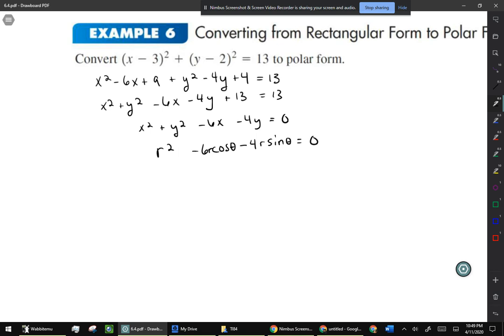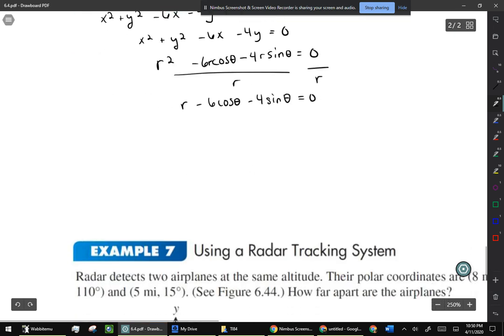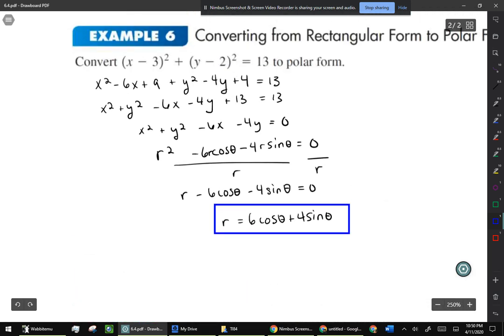And notice everything has an r, so we can actually divide out an r from both sides, or multiply both sides by 1 over r. And so you'll have r minus 6 cosine of theta minus 4 sine of theta equals 0. If you want to solve for r, it's going to be r is equal to 6 cosine theta plus 4 sine of theta. And that is your polar equation for a circle with a center of (3, 2) and a radius of root 13.